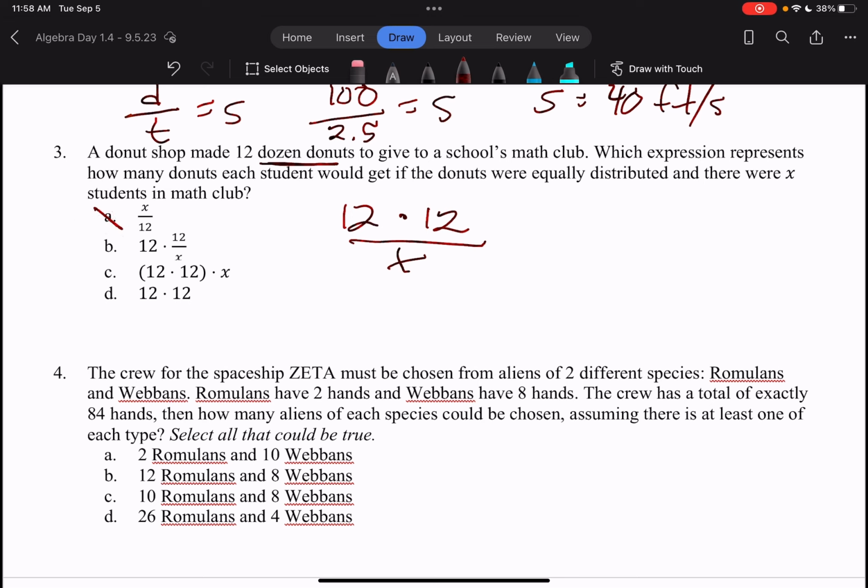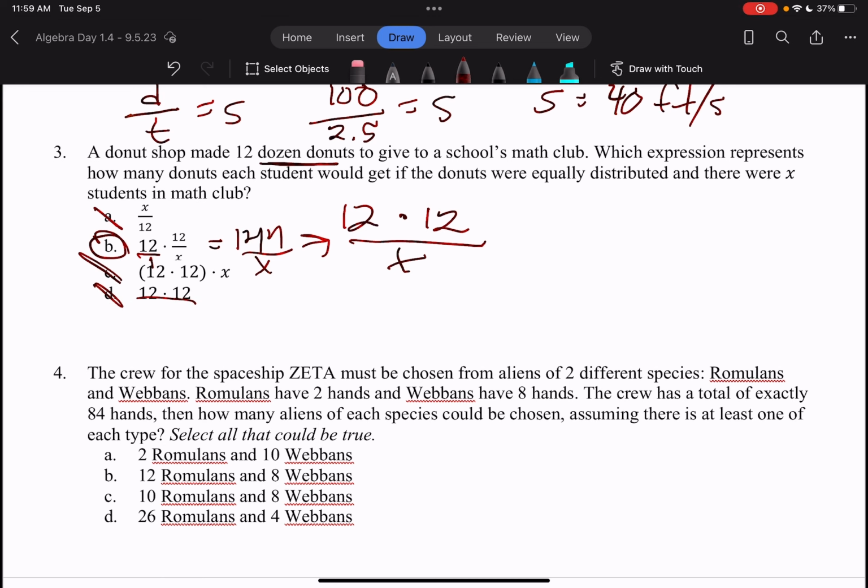Okay, B, ooh, we have a chance here. If we were to multiply 12 over 1 times 12 over x, we would get 144 over x. So that is equivalent to this equation that I wrote over here. 12 times 12 times x would give us 144x. We're not multiplying the donuts times the number of people, we're dividing by people, so that's not going to work. And then same thing, D just gives us the total number of donuts, it doesn't tell us how we're distributing them.